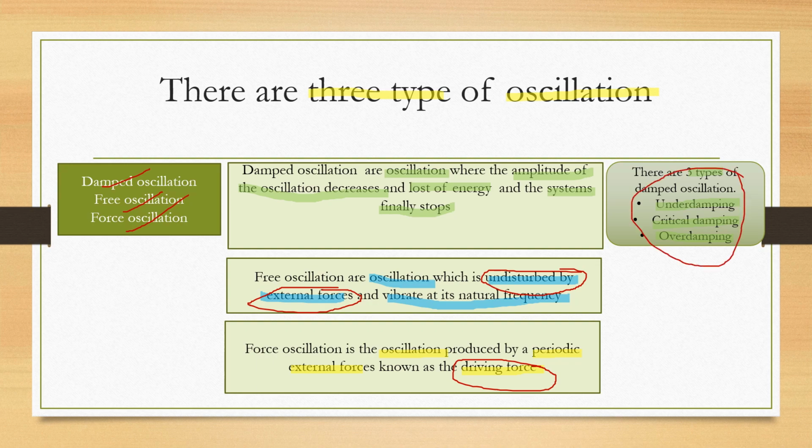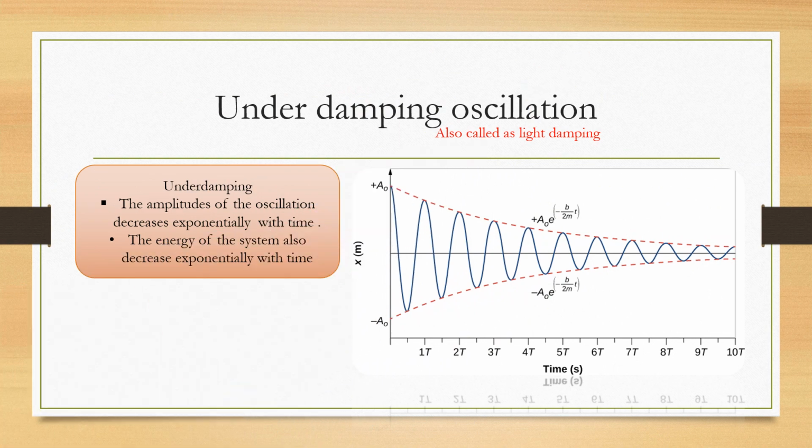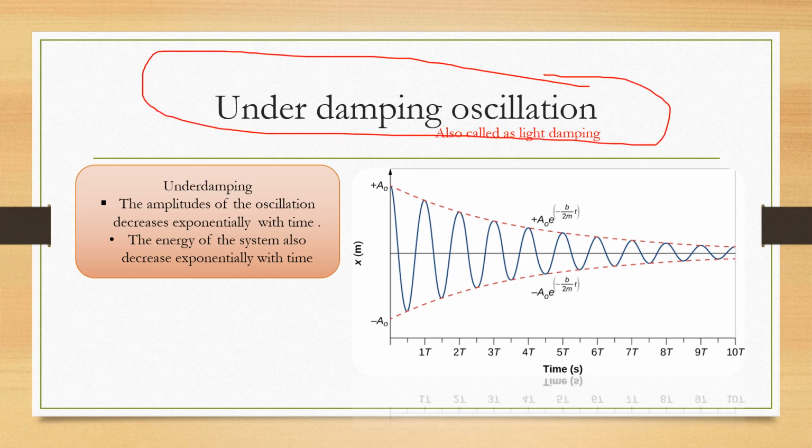Let's move on and focus on the three types of damped oscillation. Under damping oscillation, or we call it light damping, means very minimum damping. So under damping, what is the keyword? The keyword is: the amplitude of the oscillation decreases exponentially with time.